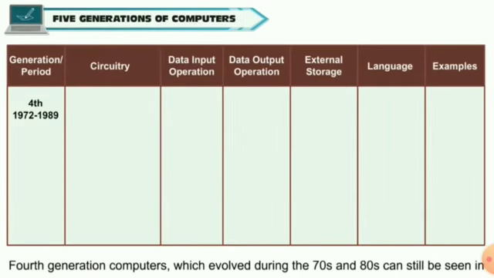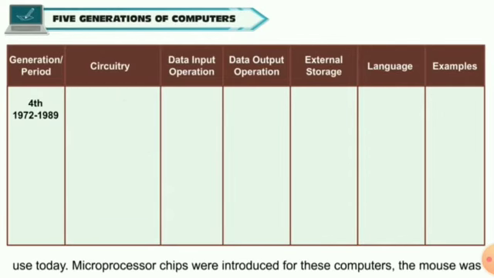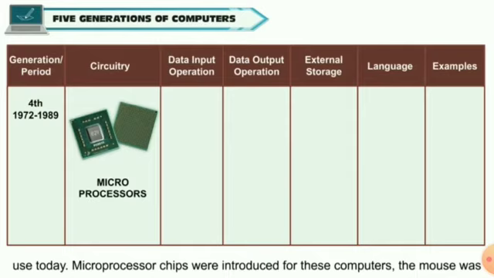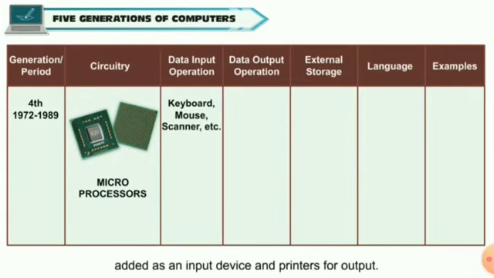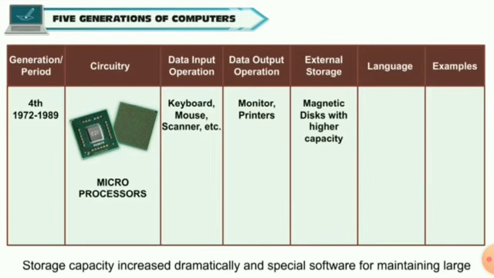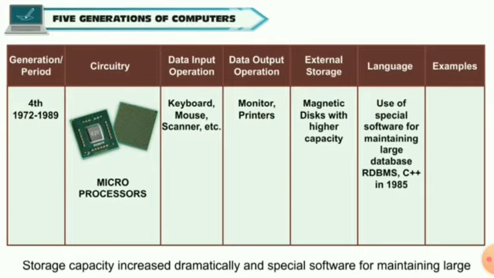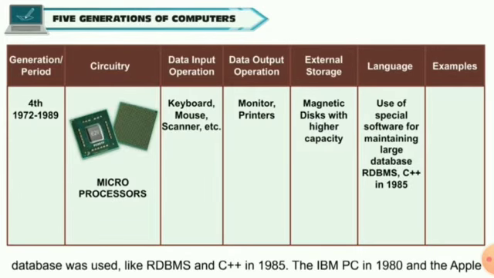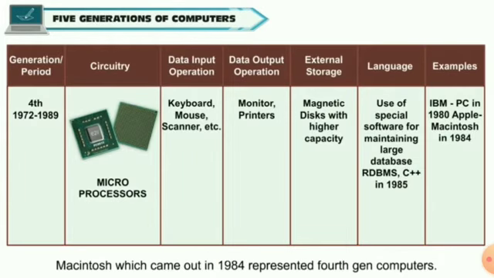Fourth generation computers, which evolved during the 70s and 80s, can still be seen in use today. Microprocessor chips were introduced for these computers. The mouse was added as an input device and printers for output. Storage capacity increased dramatically and special software for maintaining large databases was used, like RDBMS and C++ in 1985. The IBM PC in 1980 and the Apple Macintosh, which came out in 1984, represented 4th-generation computers.